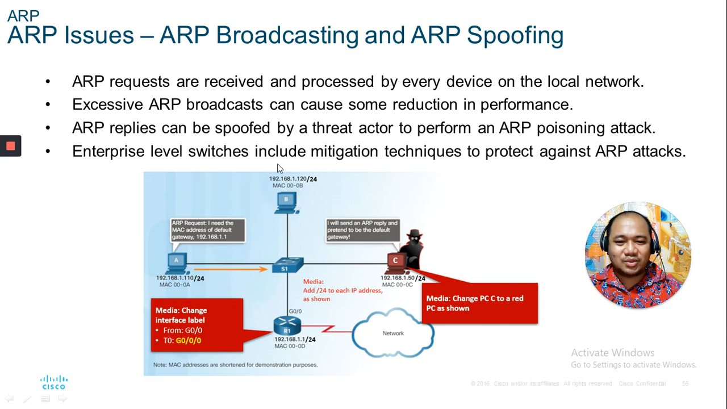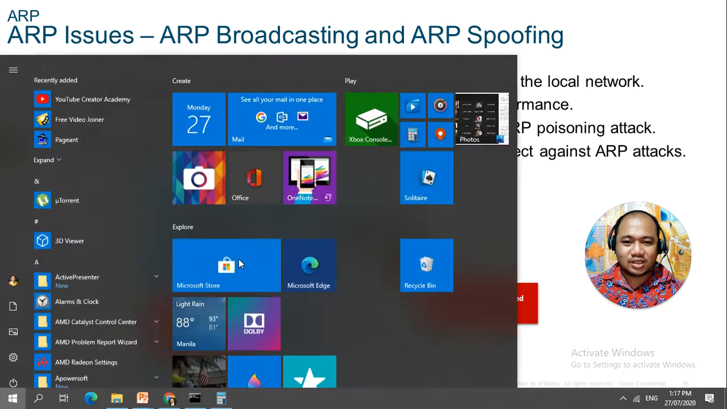Enterprise level switches include mitigation techniques to protect against ARP attacks. So usually, in order to protect your switch, you need to add security features like port security, BPDU guard, PortFast, and ip dhcp snooping trust, so that you can mitigate those problems.